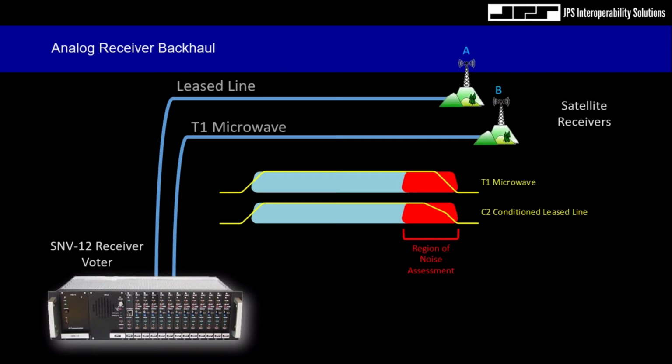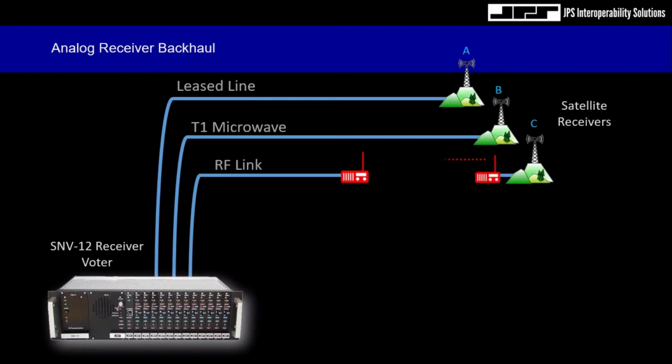T1 microwave is also a popular means of receiver backhaul and exhibits better frequency response than copper leased lines, which means more accurate voting. There is a high initial cost of deployment, but it will result in a more reliable and higher performing system without the recurring cost factors that we see in a leased line application. You may notice that I've placed a lot of emphasis on the region above 2.2 kilohertz. We'll see how this can be a really important factor when backhauling over digital links.